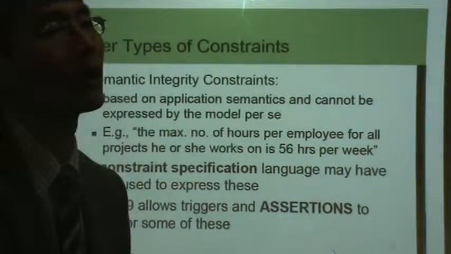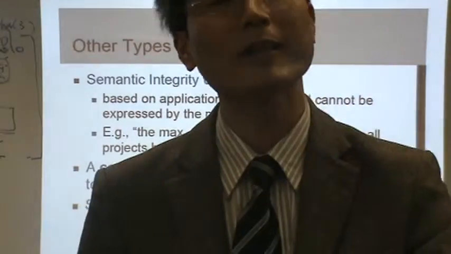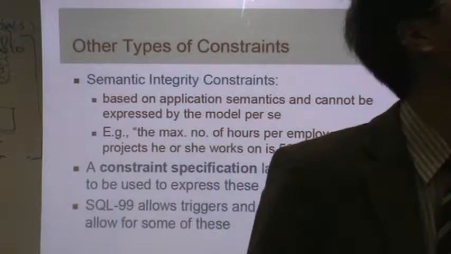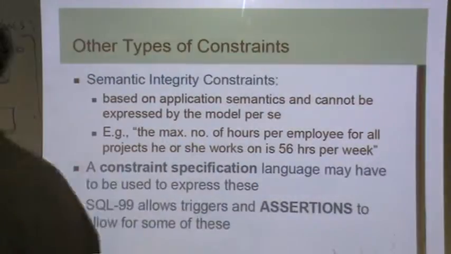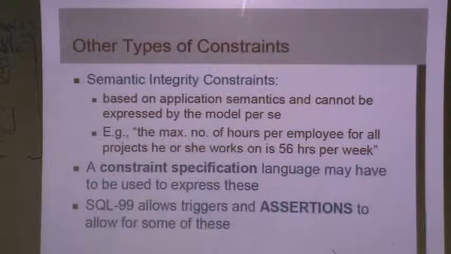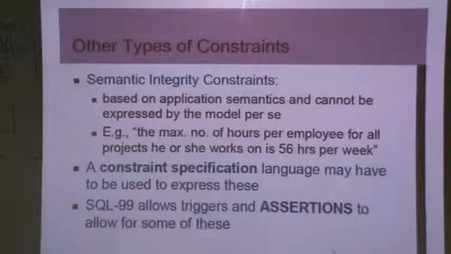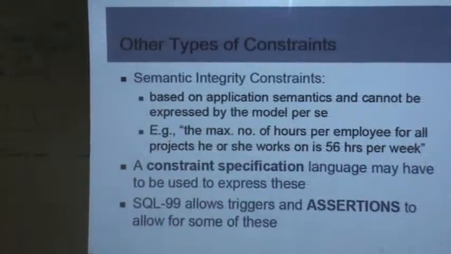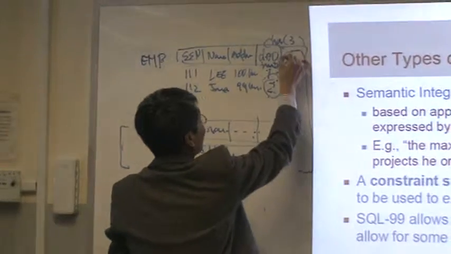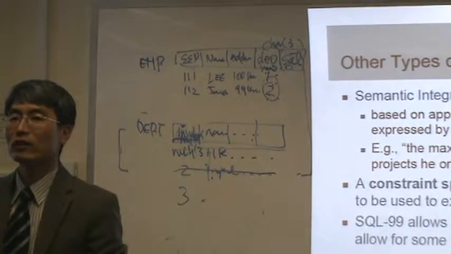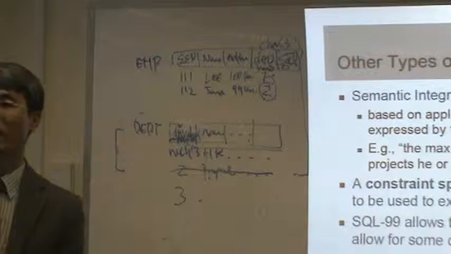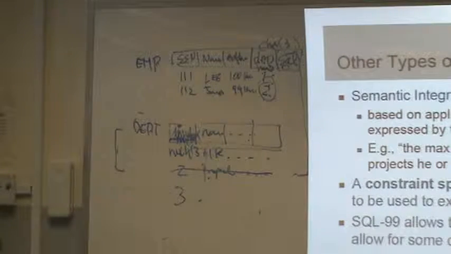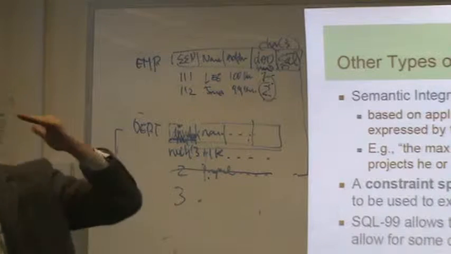The main constraint, depending on the DBMS system's database model, they provide more constraints. One of the examples is the semantic integrity constraint, which means in this example we have salary. Salary should be bigger than 10,000, less than mine. Okay? So that is the constraint.